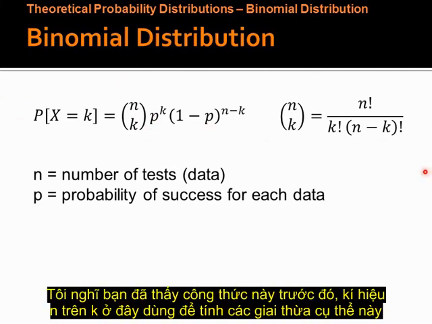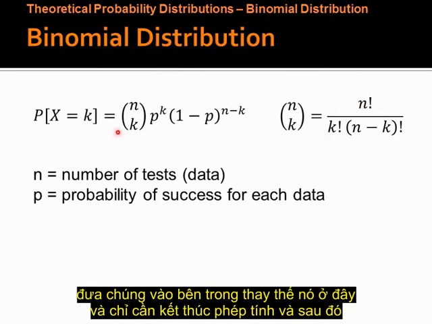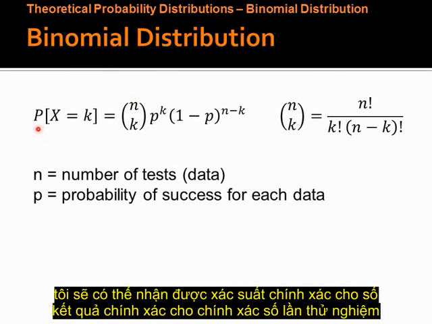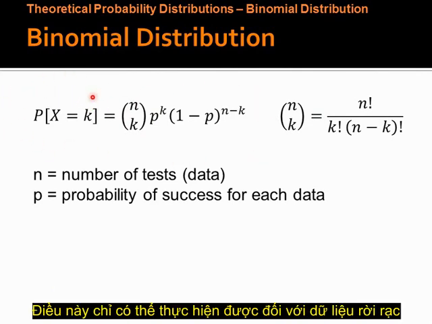I think you've seen this formula before. This n over k here is just calculating this particular value, the factorials, bringing them inside here, replacing it here, and just finishing off the calculation. And then I would be able to get the exact probability for the exact number of outcomes for the exact number of trials. This is only possible for discrete data.